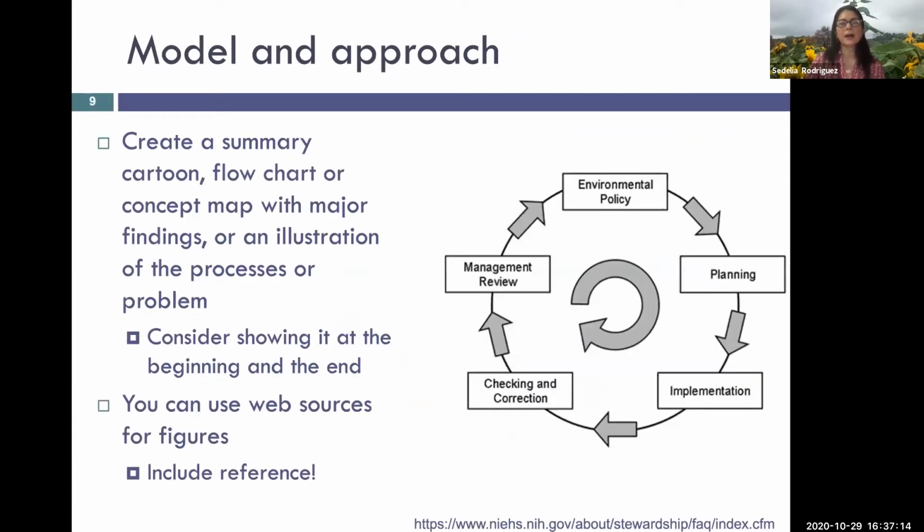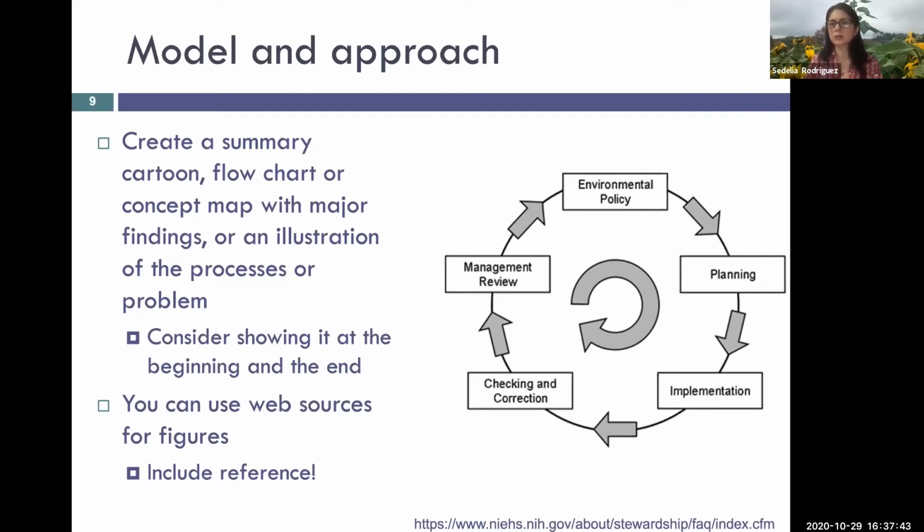All right, you might use a model approach. And again, we talked a little bit about this last week. You might want to create some kind of summary cartoon, a flow chart, or a concept map. So we've been talking about those. And this really helps the audience understand what's going on. Some of my students already did some of these, which were excellent. So it was really easy for me to just look at them and know what they were talking about. So these are very useful.